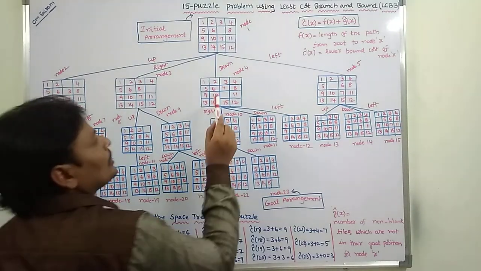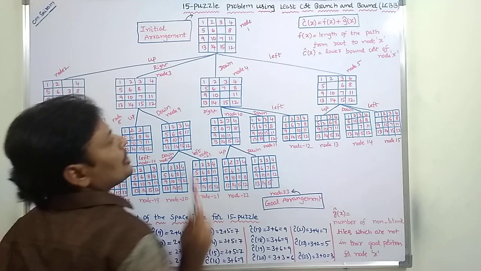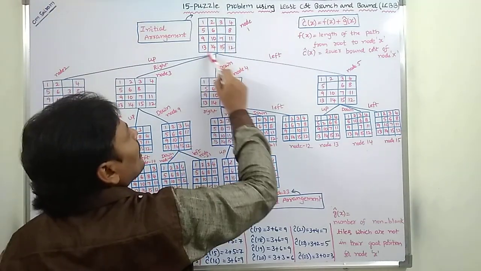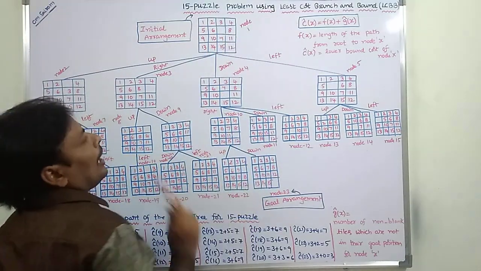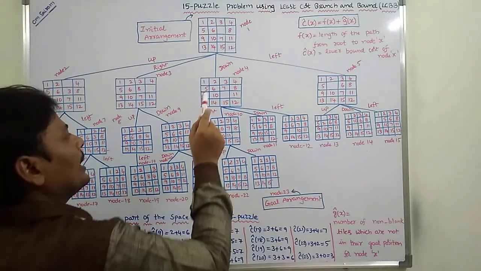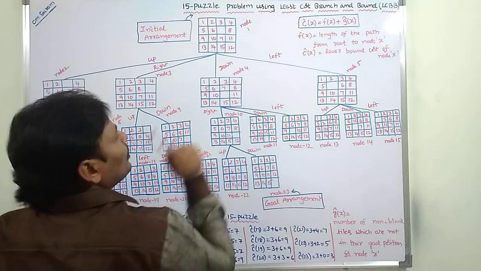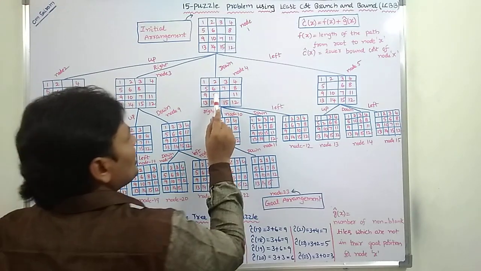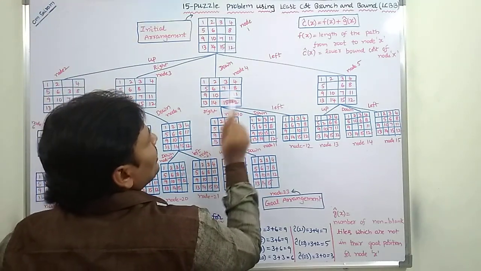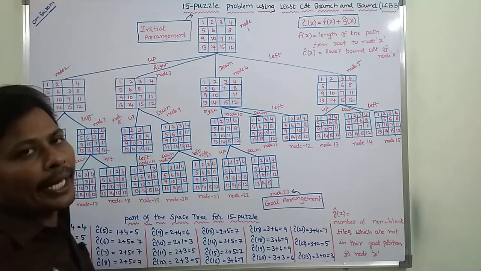Okay, so the empty tile can be moved in the up direction. Okay, so node 1 we are getting, so that up direction move cannot be used at this place. The empty tile can be moved to left direction. The empty tile can be moved to right direction. The empty tile can be moved to down direction.